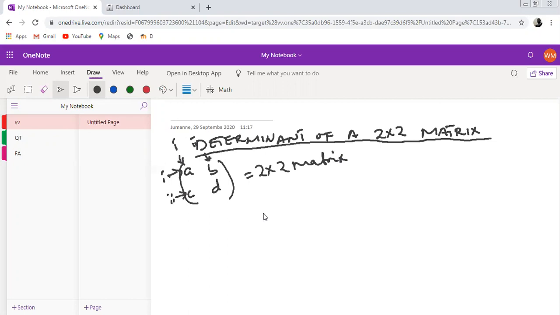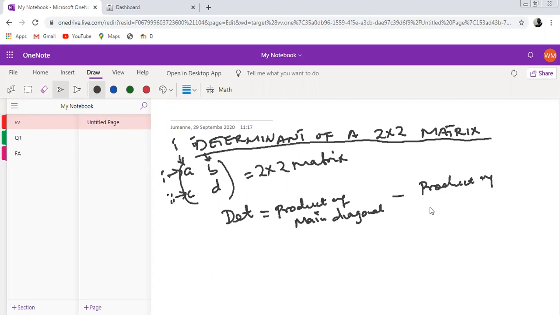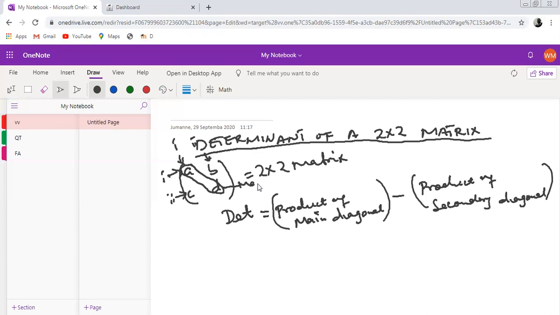When you are looking for the determinant of a 2 by 2 matrix, the determinant, normally denoted as det, is given by the product of the main diagonal minus the product of the secondary diagonal. The difference between the product of the main diagonal and the product of the secondary diagonal is the determinant, where the diagonal running from the top left to the bottom right, this diagonal here, is normally referred to as the main, or the leading diagonal.